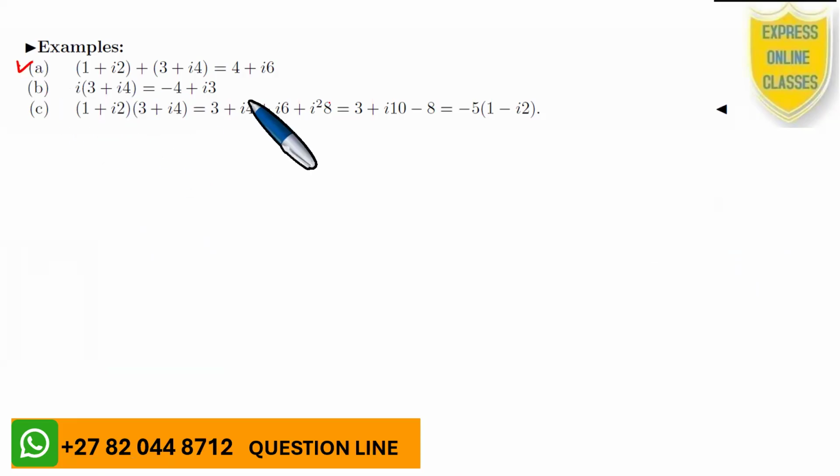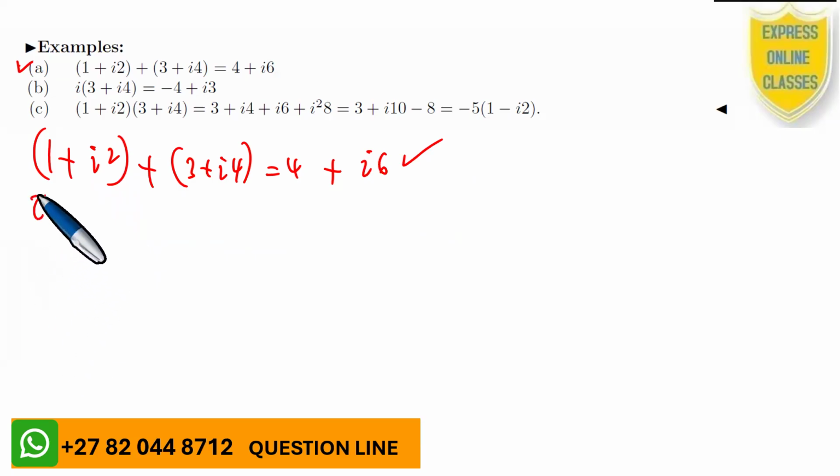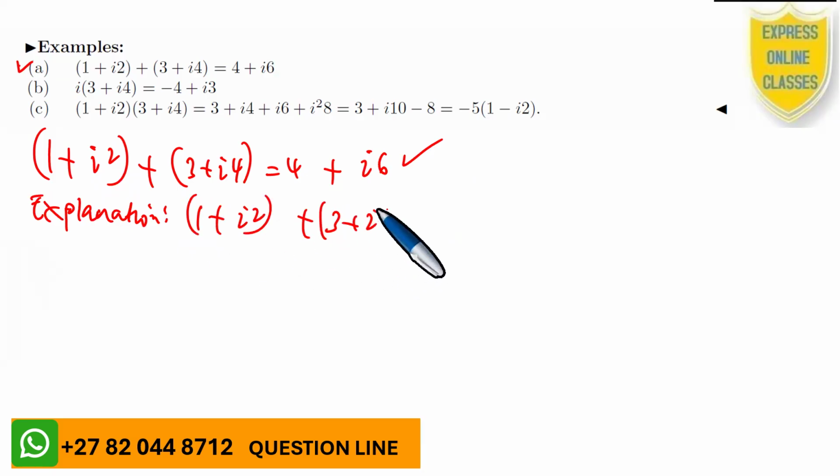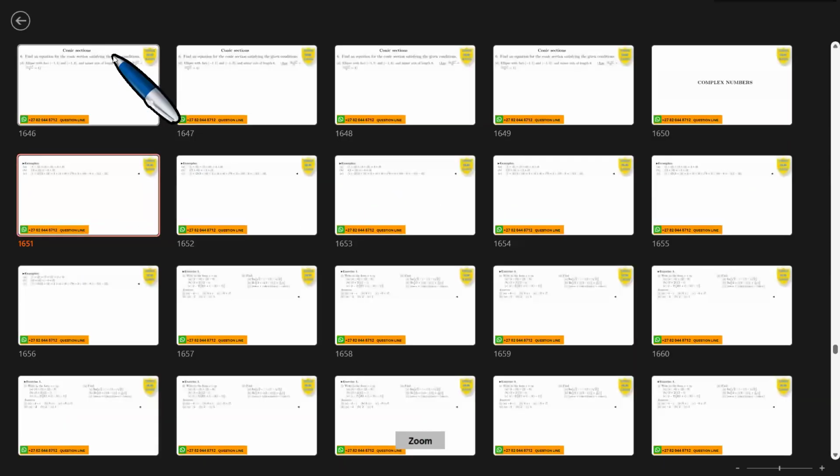Now, looking for example at part A, where we have 1 plus i2 plus 3 plus i4. 1 plus 3 gives 4. i2 plus i4 gives us i6. So how do we do this? There is an explanation to this. So to have the 1 plus i2, 1 plus 3 is 4, i6. Right, so let's check this out.